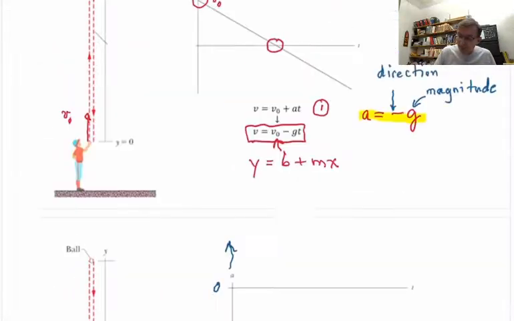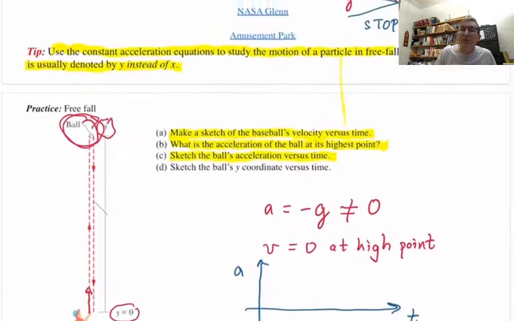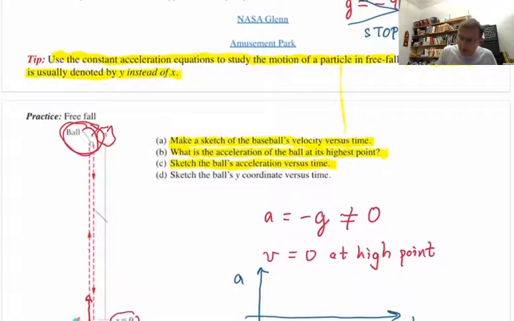All right, one more. D. Sketch the ball's y coordinate versus time. Again, pause the video, try it for yourself on a piece of paper, and then come back.